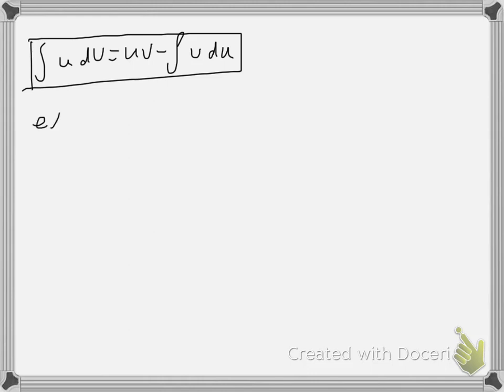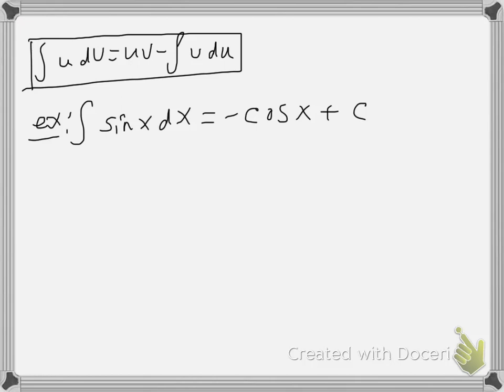Let's take a look at some examples. Of course, if we were asked to find the integral of sine of x dx, we know this is a very elementary integral. We've seen this in the past in Calculus 1. This simply becomes negative cosine of x plus an arbitrary constant c. But now, let's say we want to find the integral of x sine of x dx.